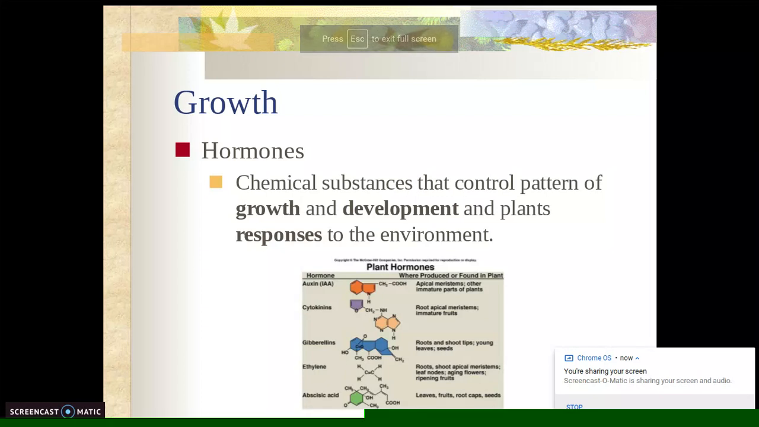Hi, everyone. Today we are going to talk about hormones and tropisms. Hormones: plants, just like humans and animals, have hormones. Hormones are chemical substances that control patterns of growth and development and plants' responses to the environment.